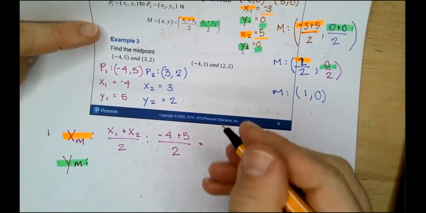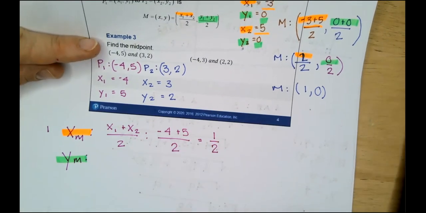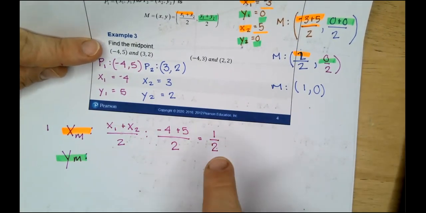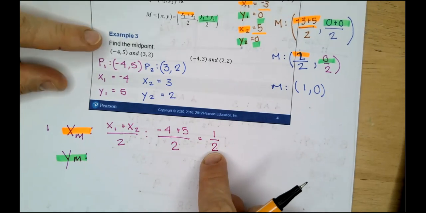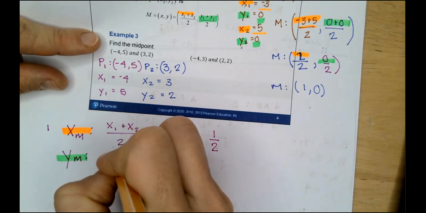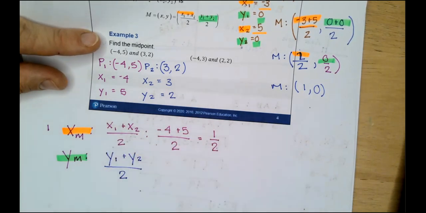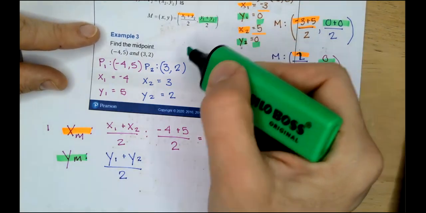Good. -4 and 5 is 1. 1 divided by 2 is 1/2, or 0.5. Okay, so my x value of my midpoint is 1/2. Now my y of my midpoint is just y1 plus y2 divided by 2. And remember, that's the green one.